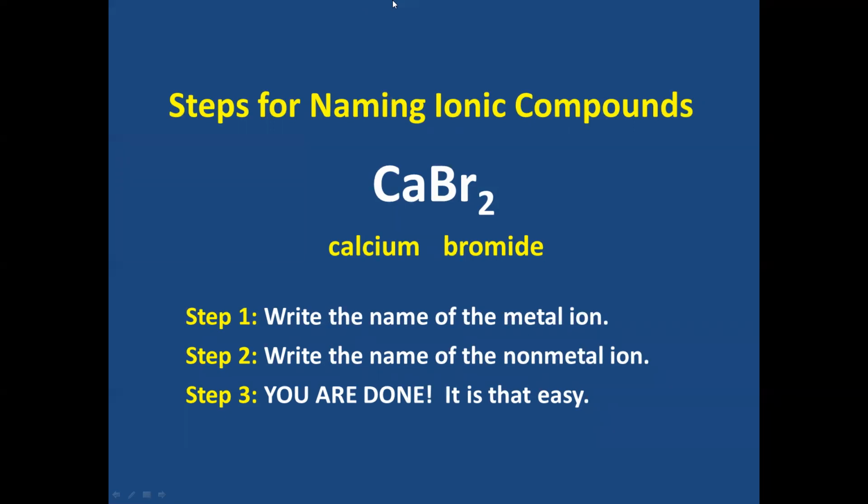Now, I've peppered in a couple checks for understanding for you, but remember, if you can tell that it's a metal and a nonmetal, it is that easy. It's very normal to second guess yourself, but if you see something, especially from the left 2 columns and then a nonmetal, just write it out, calcium bromide, or sodium chloride, everybody's favorite rock.